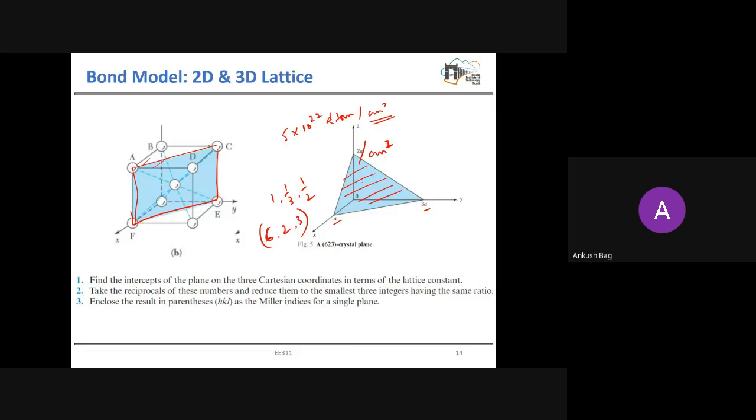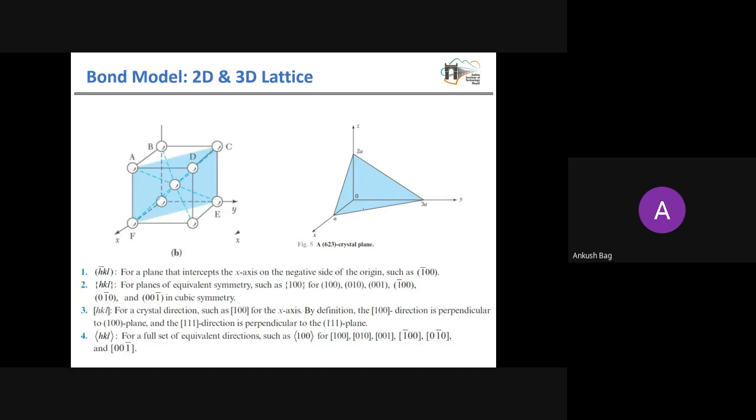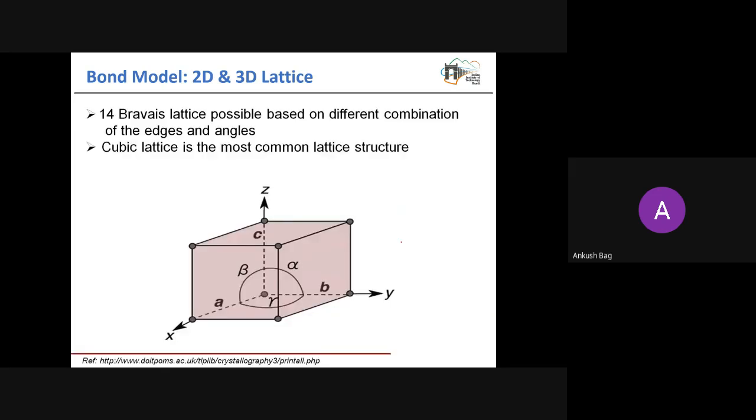And if I ask you how many atoms are there in the (623) plane, then you need to find out the atoms in this plane. So this is how to identify a particular plane in your semiconductor. Okay, these are some other generic conventions for Miller indices, like how to represent different planes and so on. You can just read it.